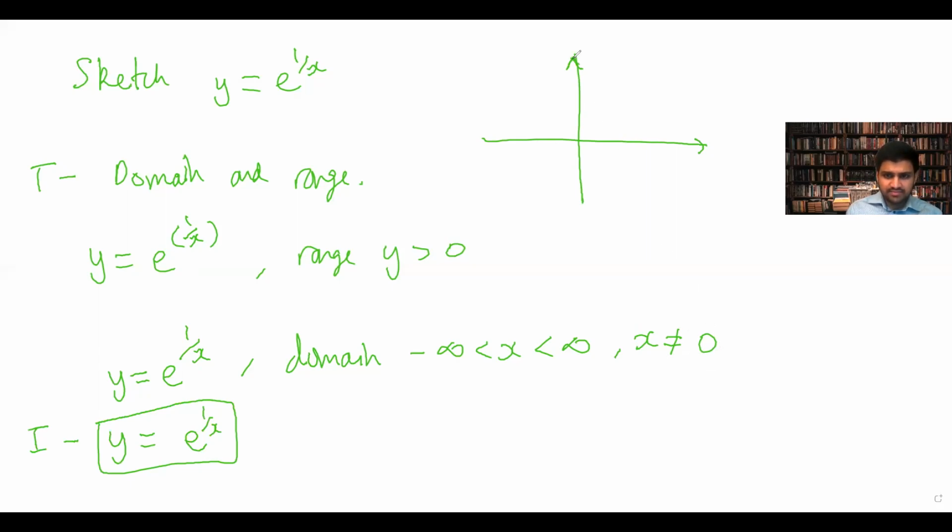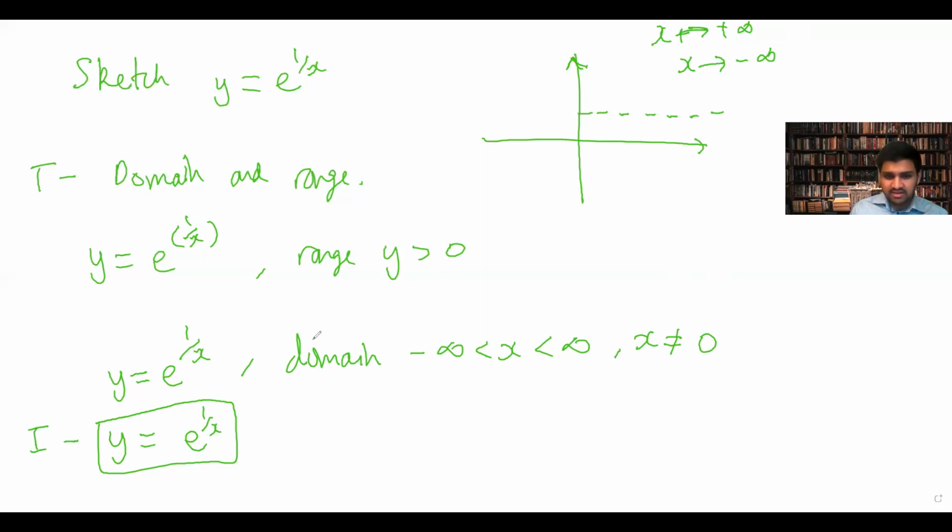So what I would say here is let's consider what happens as x tends to plus infinity and x tends to minus infinity. As x tends to plus infinity, the power gets really small. And if the power gets really small, then effectively we're going to get e to the power of 0, and we know that e to the power of 0 is 1. So we know that it's going to tend to 1.